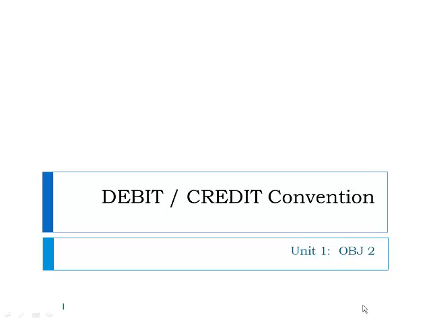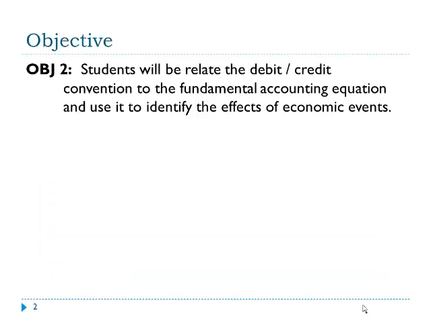Welcome to Objective 2 in Unit 1 of Accounting 3310. In this objective, we're going to have an introduction to the debit and credit terms that are fundamental to financial reporting in a corporate setting. Our objective here is that you'll be able to relate the debit and credit convention to the fundamental accounting equation. These are not just random terms. They have a meaning that is directly derived from that fundamental accounting equation.